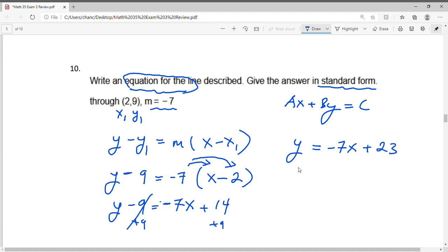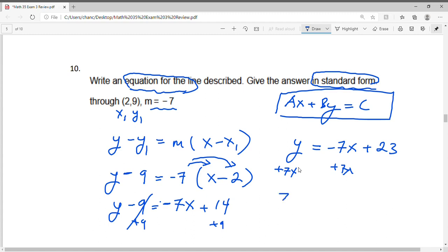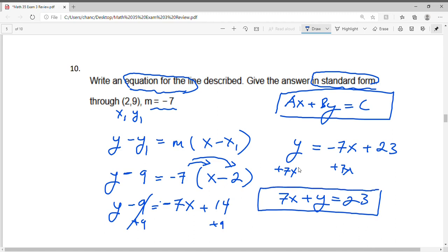We have y equals negative 7x plus 23. Now this is the equation of a line in slope-intercept form, but we want standard form, so we need to rewrite it in ax plus by equals c form. So I need to add the 7x to both sides, and I could write this as 7x plus y equals 23. That's standard form. So make sure you're careful, write it in standard form, or the computer will mark your solution as wrong.